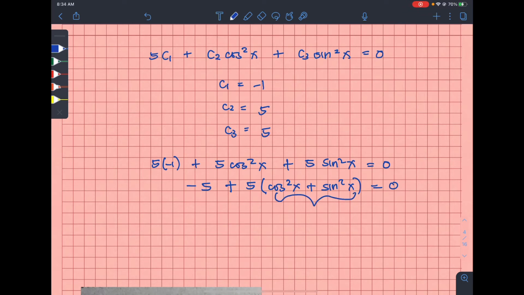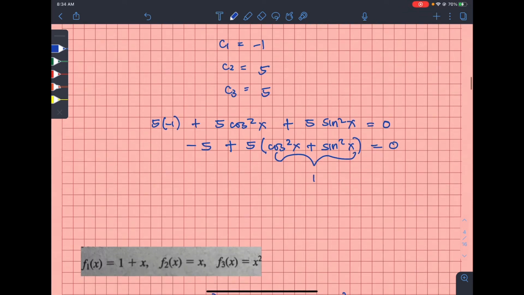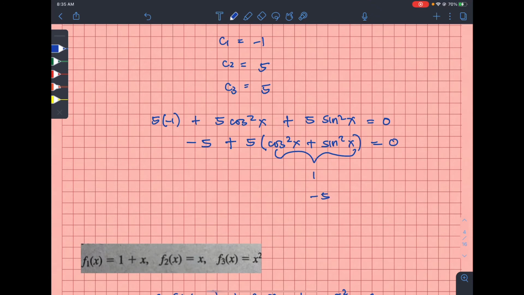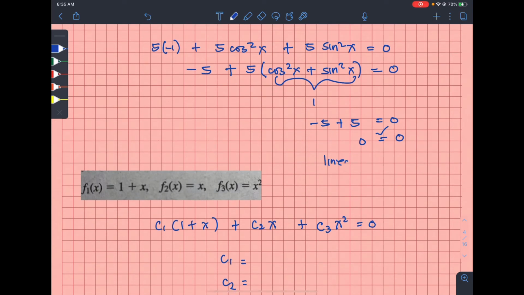So remember that this is a Pythagorean identity which is equivalent to 1. So making it negative 5 plus 5 equals 0, and 0 equals 0. So therefore, that would make it linearly independent. Or sorry, linearly dependent, since it is equal to 0. So linearly dependent, and therefore not a solution of a differential equation. Okay, so not a solution of a differential equation.